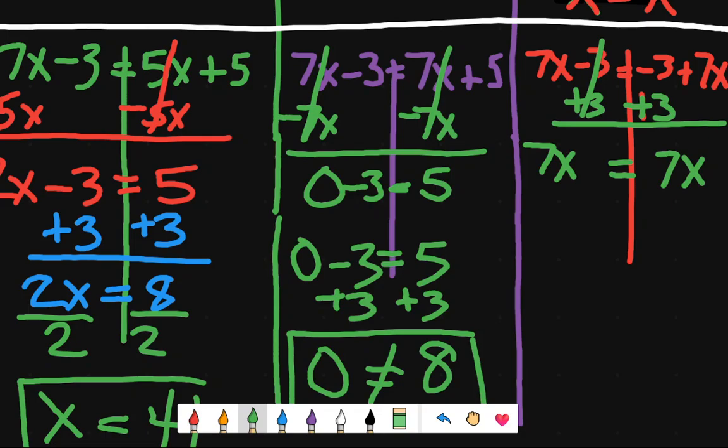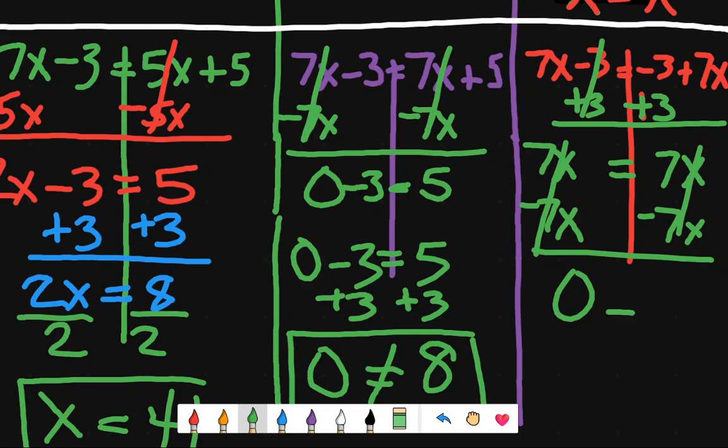But if you wanted to continue on, what you can do is subtract 7x from both sides. If you subtract 7x from both sides, you'll get 0 over here, and what you're left with is 0 is equal to 0. It can be 0 is equal to 0, it can be 2 is equal to 2, or it can be 3 is equal to 3. But as long as they're equal to each other on both sides, it's going to be infinitely many solutions.